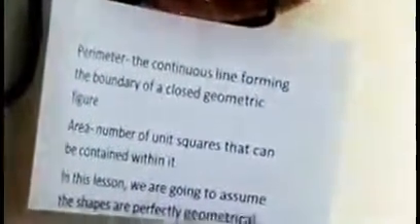Now the area is the number of squares that can be contained within it. So each of our squares, we've got 1 square, 2 square, 3 square, 4 square. And that's going to make up our area. Now for this lesson we're going to be using mainly geometric figures, but we're also going to go over how to approach non-geometric figures and figures that don't exactly fit up with our squares.